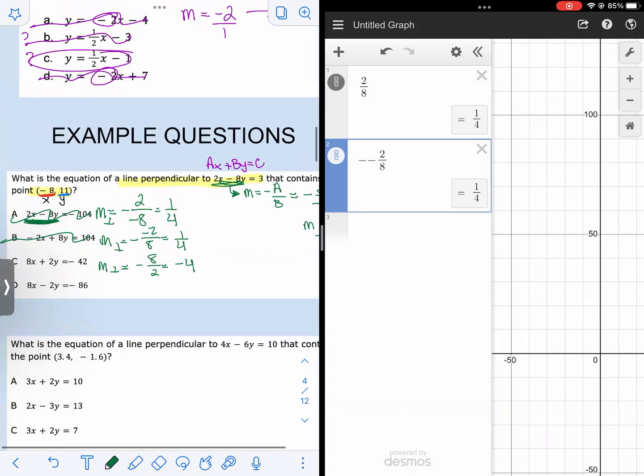So this is a big maybe. And for D, m perpendicular would be negative 8 divided by negative 2, which is a positive 4. We do not want a positive 4. We want a negative 4. So the correct answer here is C.